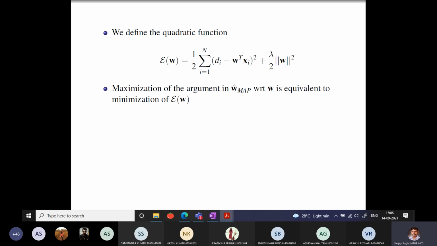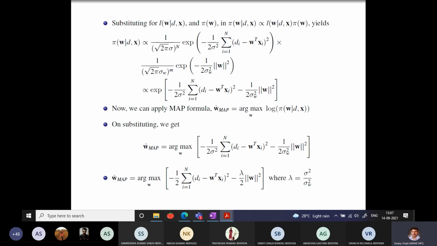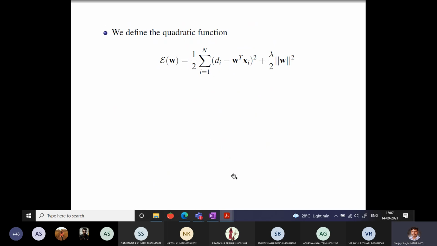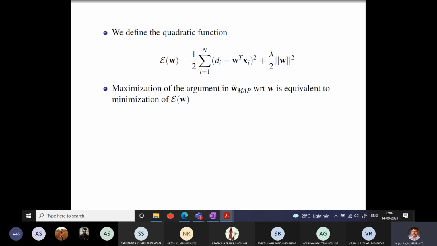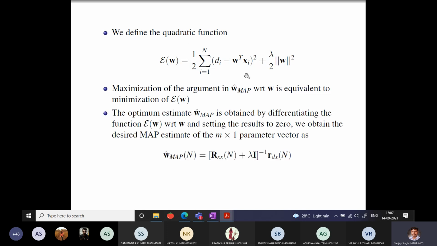Remember, this is the maximization of the argument in MAP, and this is the negative term. So if I maximize the negative of x, it is as good as minimization of only this positive term, right? As mentioned here, the maximization of the argument w is equivalent to minimization of E of w. So I have to find that value of w which is going to minimize it.